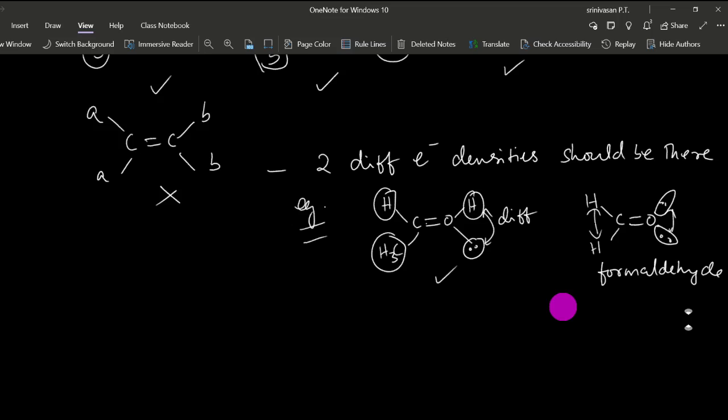Similarly, if you have N or C double bond N with one lone pair, a hydrogen here, a hydrogen here and a methyl group here. When we write this, how do we write this compound? We say CH3 CH double bond NH. This compound is called an imine.